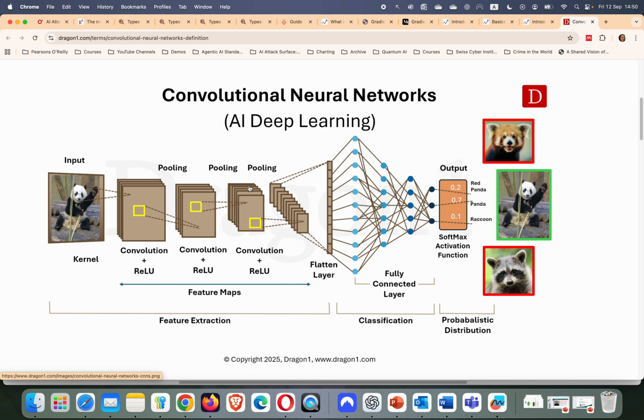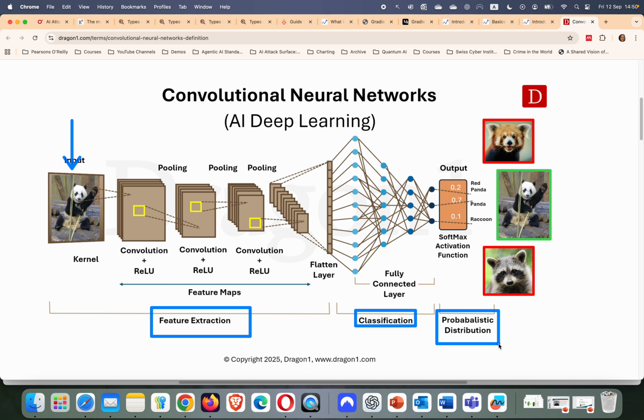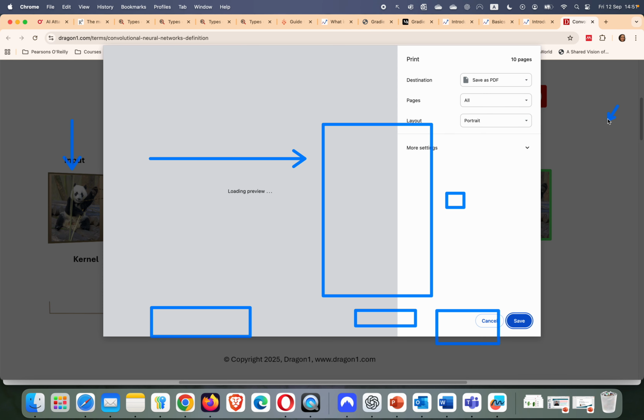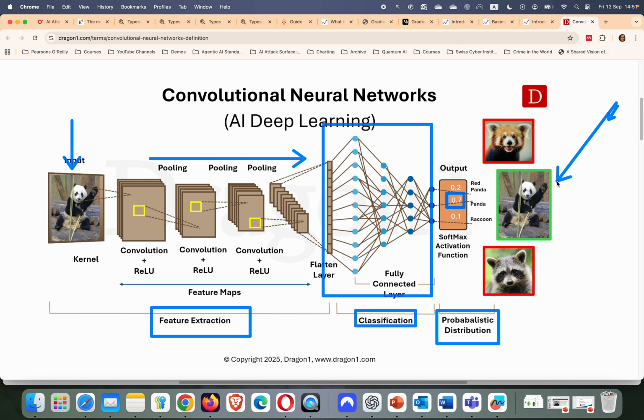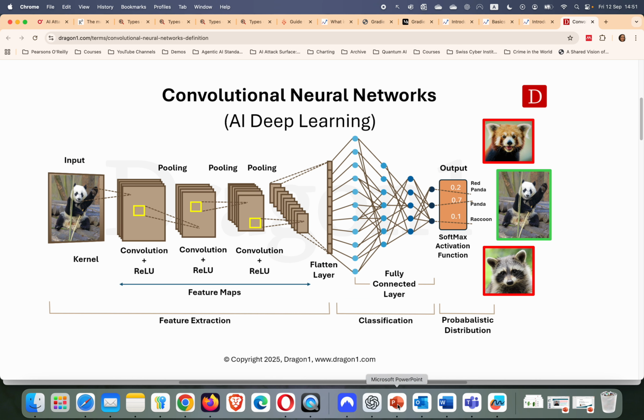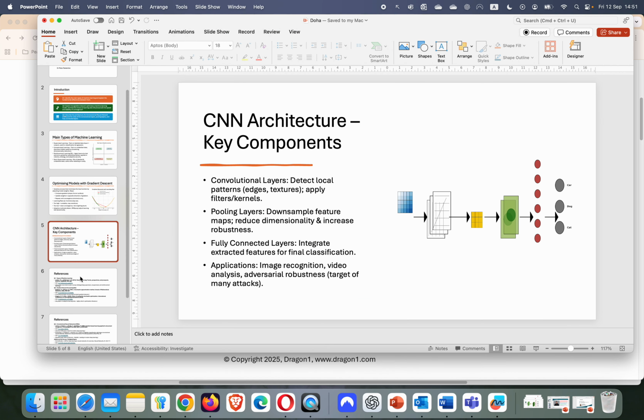Now, the final explanation of the convolutional neural network before we close this short explanation is an image of a panda. And again, you have the feature extraction, the classification, and the probabilistic distribution. So you have the panda, and then you have the pooling stage, which is the feature extraction. Then you have the fully connected layer here, and then you have the output, and it's always described with the same kind of numerical representation. But now you know that this is an image of a panda. That's in a nutshell the convolutional neural network architecture.